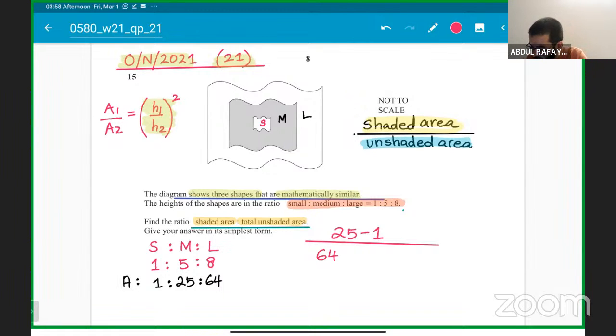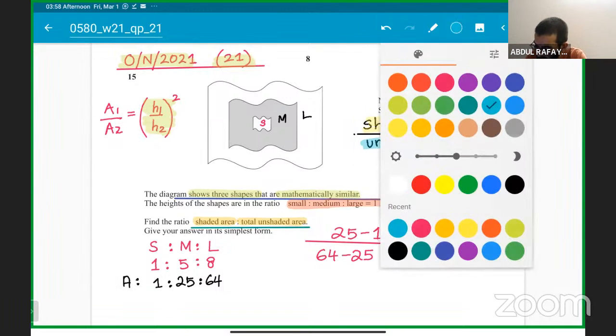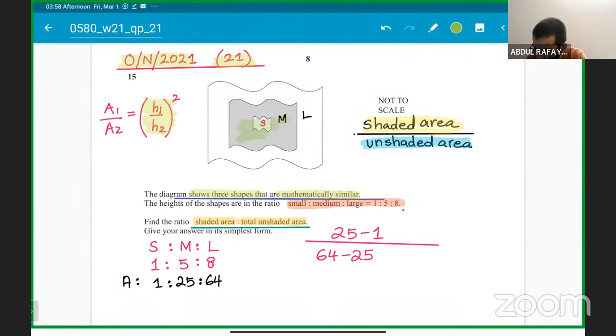Because you only need the unshaded part, you will have to subtract 25, that is, from the large one you are subtracting the medium one. You are subtracting this part, which means you are subtracting the whole medium. Understand, guys? Let me explain. 64 minus 25 means only this part. Hope everyone is getting it.